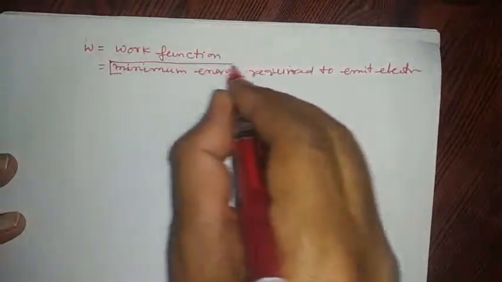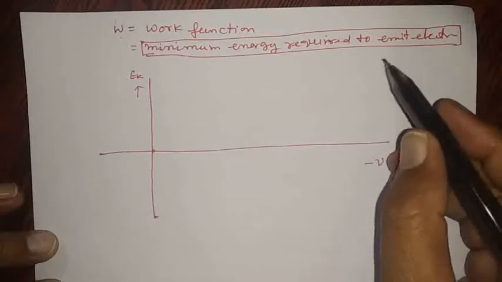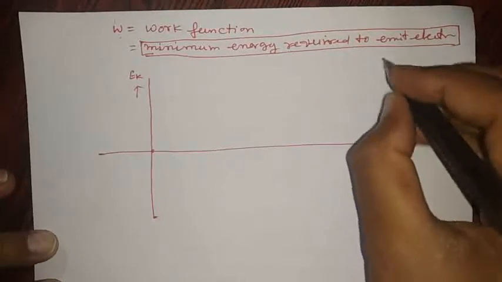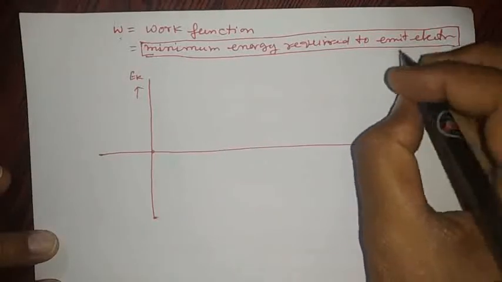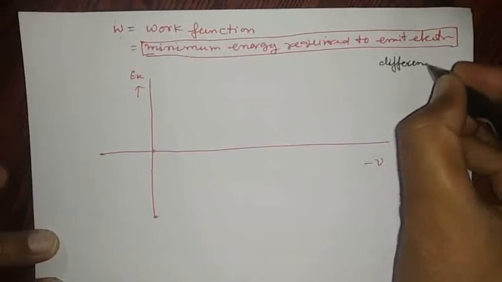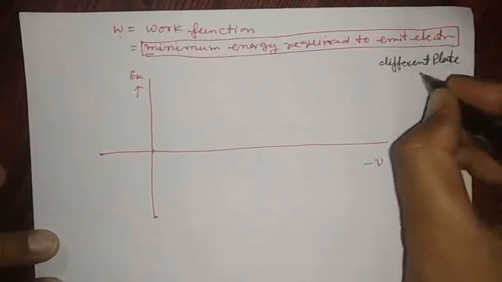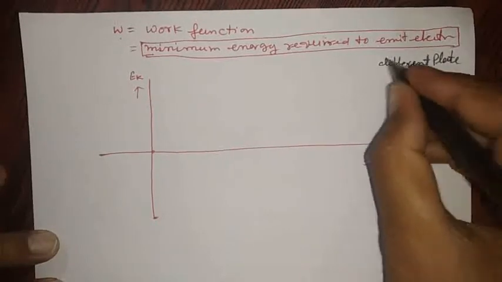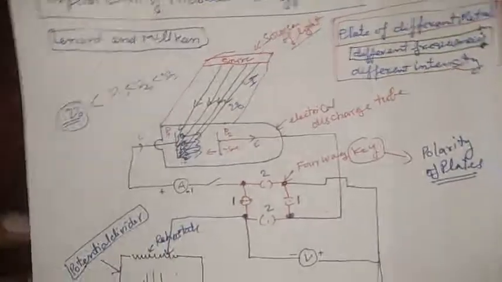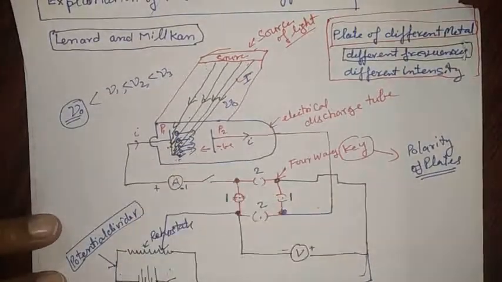This W is the work function. This is the minimum amount of energy required to emit a photoelectron from the plate. We know that when this experiment of Millikan and Lenard was done with two dissimilar plates, different plates, plate P1 in the experiment, a different plate is chosen here, see in the diagram.